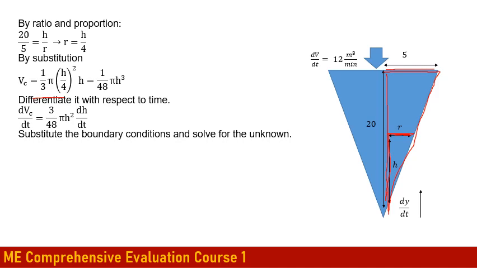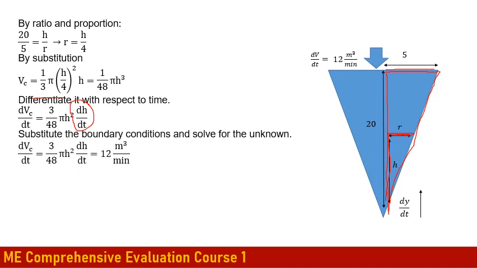By differentiating with respect to time, we will obtain this one. We have 3/48 pi h squared dh over dt. We differentiate the height with respect to time, that's why we multiply with the dh/dt here.